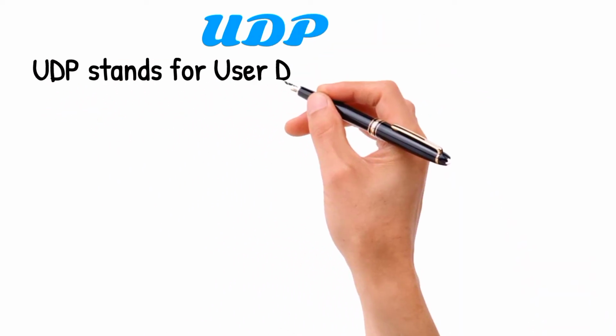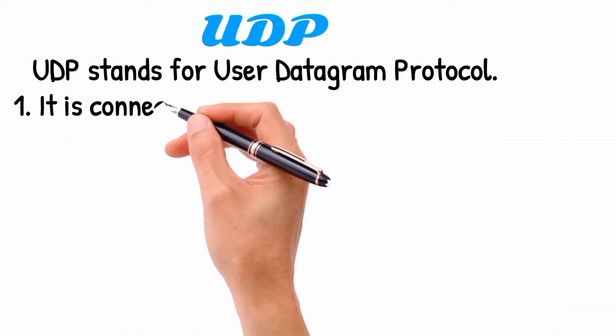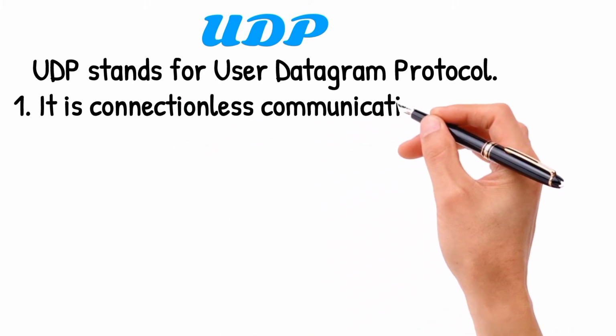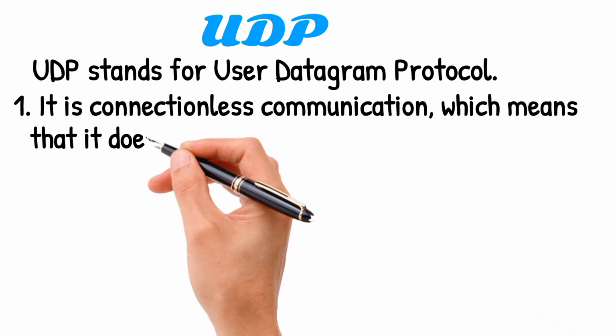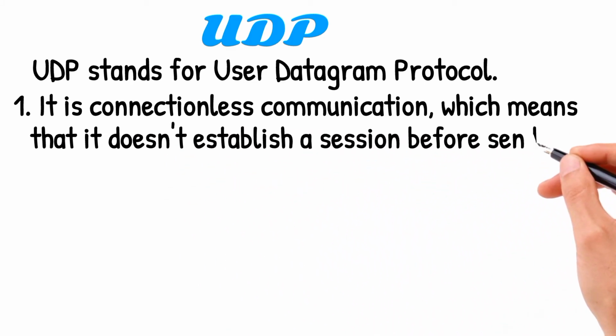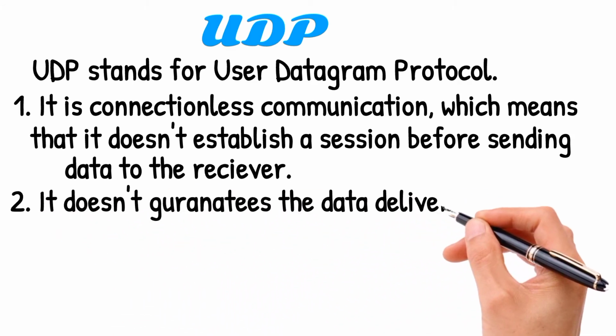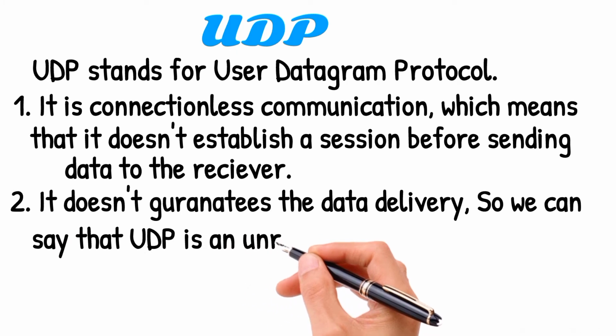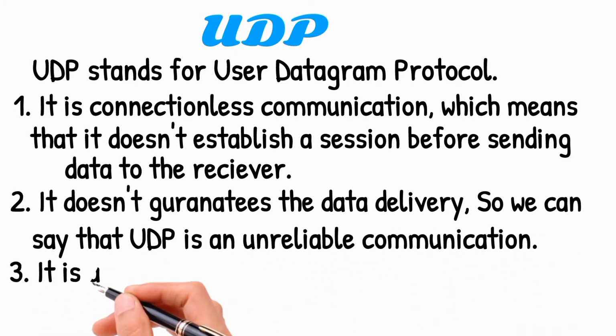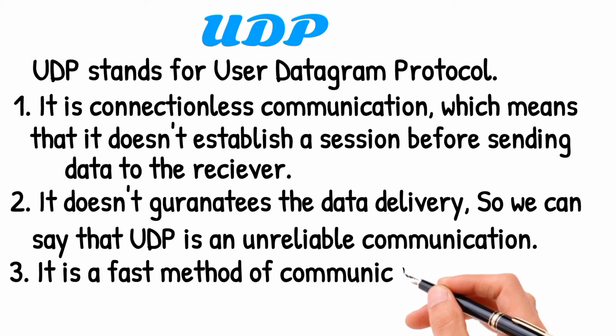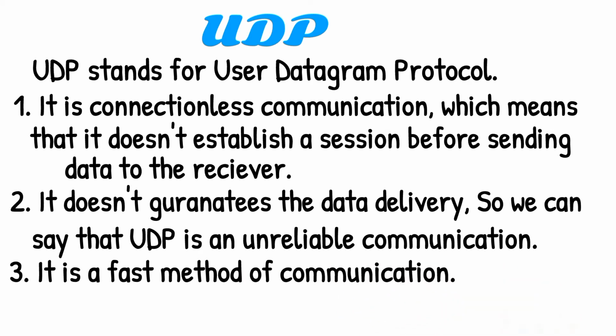UDP, User Datagram Protocol. UDP is similar to TCP, that is, it is also used for sending and receiving data. But the main difference is UDP is a connectionless communication, which means that it doesn't establish a session before sending data to the receiver. It doesn't guarantee the data delivery, so we can say that UDP is unreliable communication because UDP just sends data and doesn't care about its delivery.